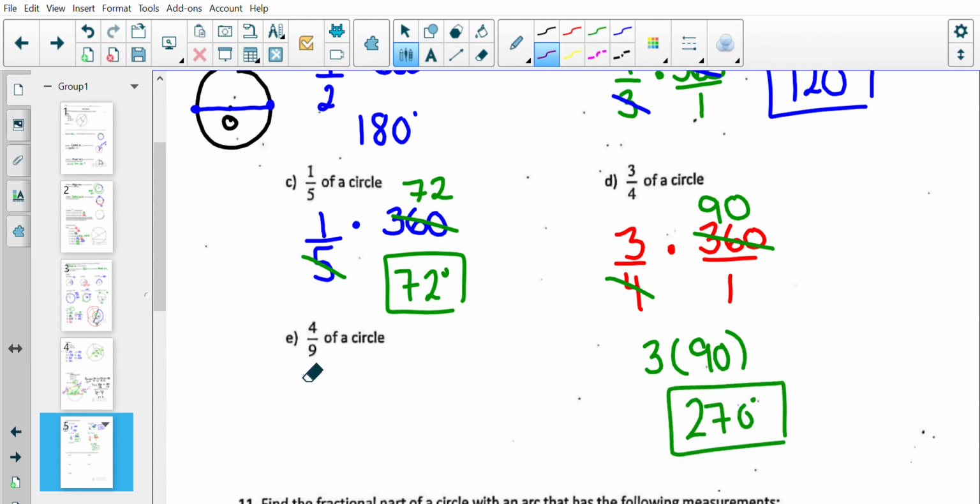And the last one in this section is going to be 4/9 times 360. Well, 9 goes into 360 40 times, so now I'm left with 4 times 40, which is 160 degrees.